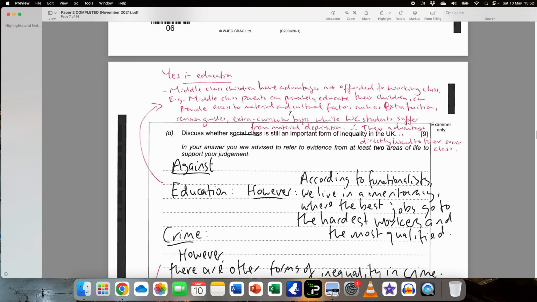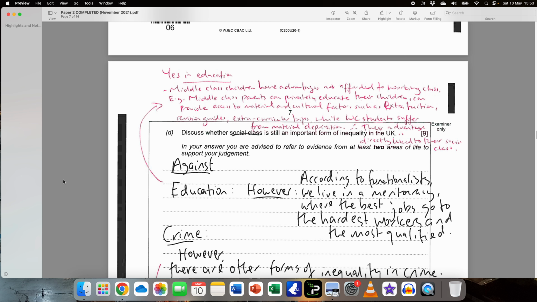So when you pick your 2 areas of life, if it says discuss, your for and against paragraphs have to be about that specific area of life. So in education, yes, it matters because of the advantages given to middle class students. However, in education, functionalists also say we live in a meritocracy where the best jobs go to the hardest workers and the most qualified. I hope that makes sense. So you have to stay with the area of life for your for and against paragraphs.